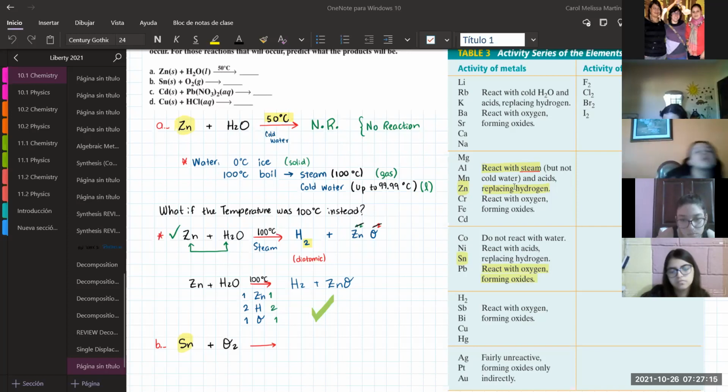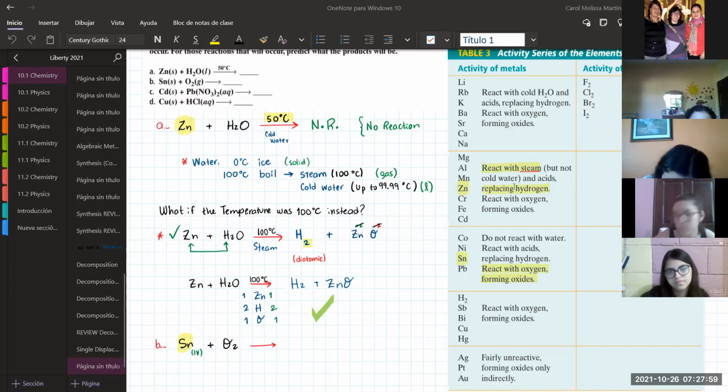So, tin, do not react with water. I don't care at this moment. React with acids. I don't care at this moment either. But react with oxygen. Yes, I do care because the reaction includes oxygen. So it says reacts with oxygen forming oxides. So what is going to occur is just compound formation. In this case, tin is not specified, the charge to be used, but I will tell you to use tin 4.